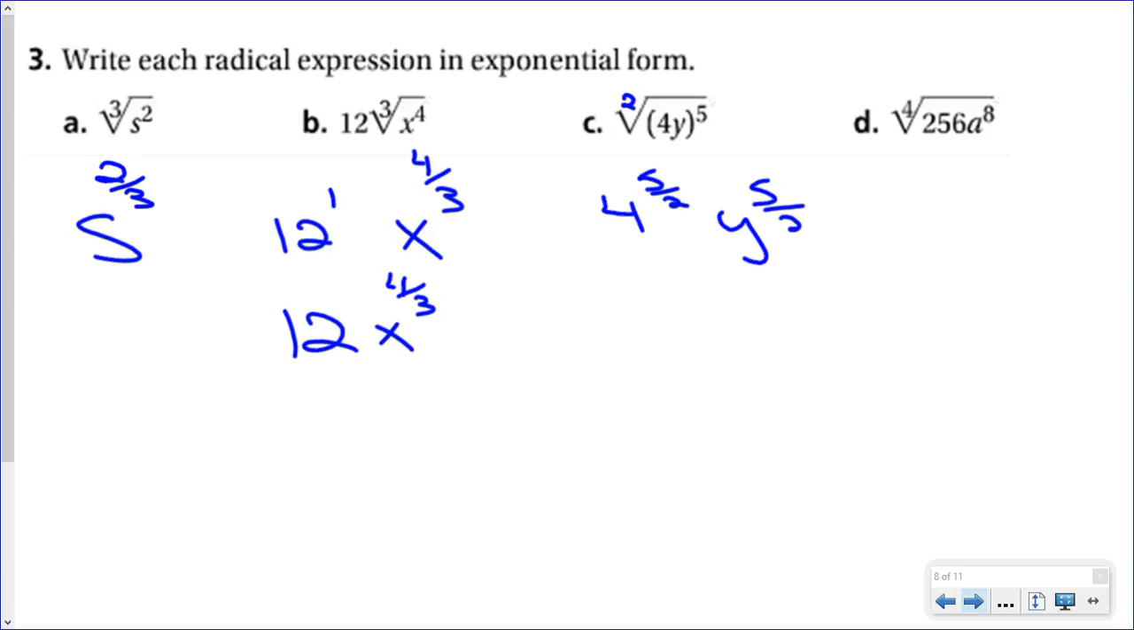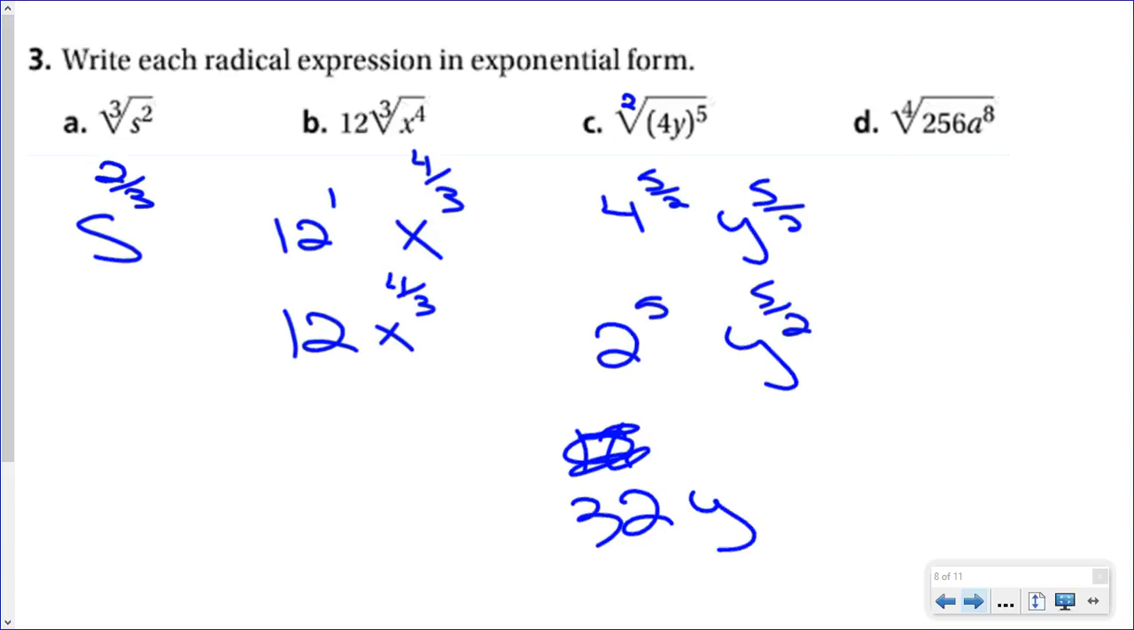And then the y is all done. But the 4, we can work with that. So if you cover up the 5 and you're looking at the 2 right now, say what times what gives you 4? And that answer is 2. So we'd have 2 raised to the 5th power. We'd still bring this down. And 2 to the 5th power is 16. Nope, no, 32. 32. y raised to the 5/2 power.